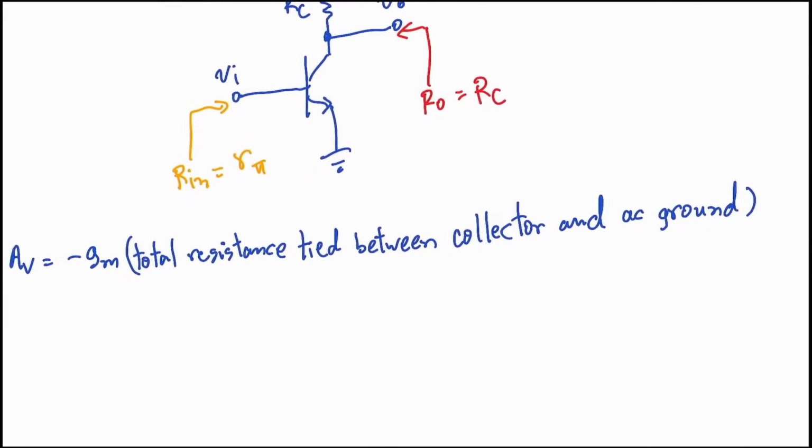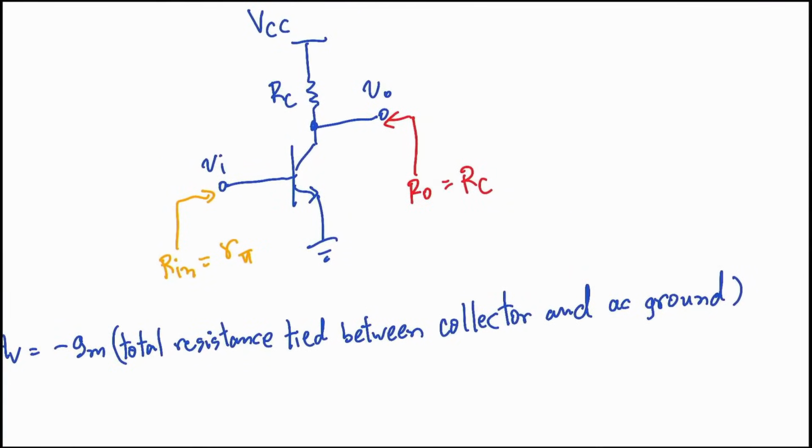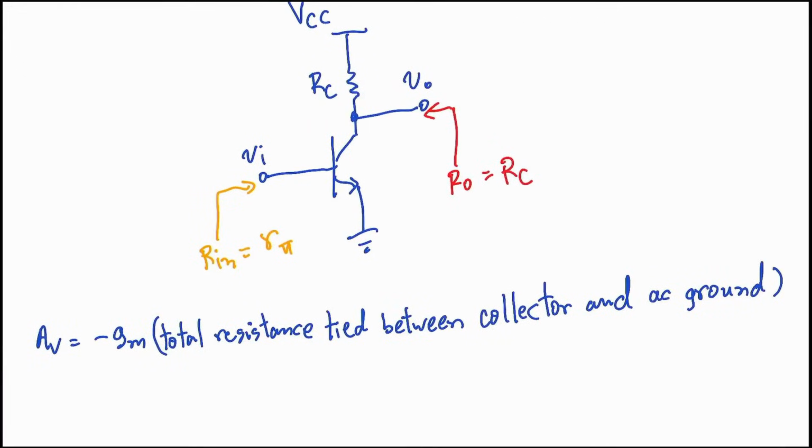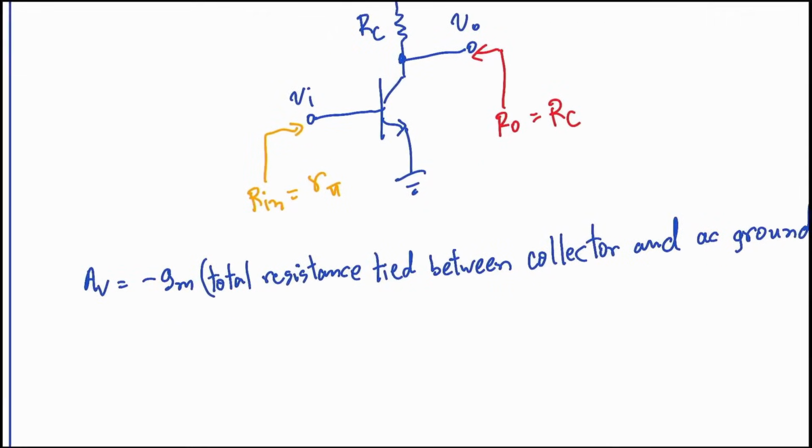So what does this mean? It means that for this one, we can find the gain, which is equal to negative GM times RC, right? If there is an RL, we can write it as negative GM times RC parallel RL, right? Is it easy? If you remember it this way, it's definitely much easier, right?